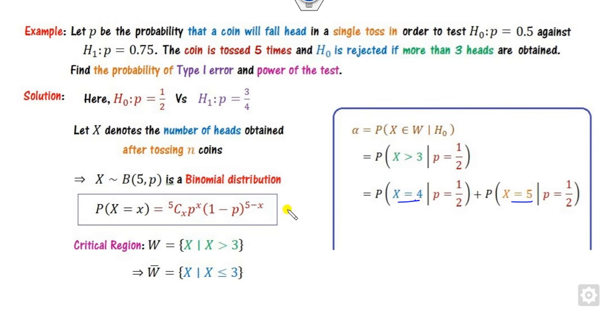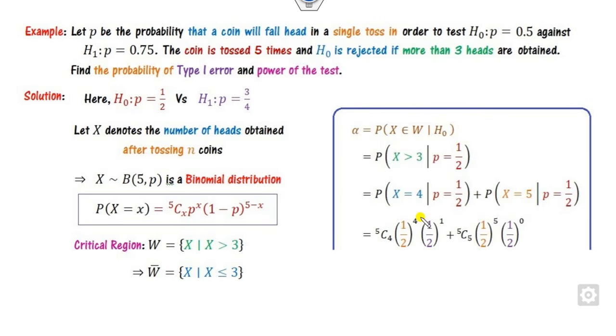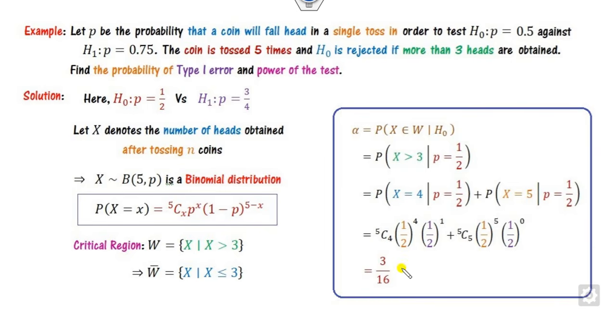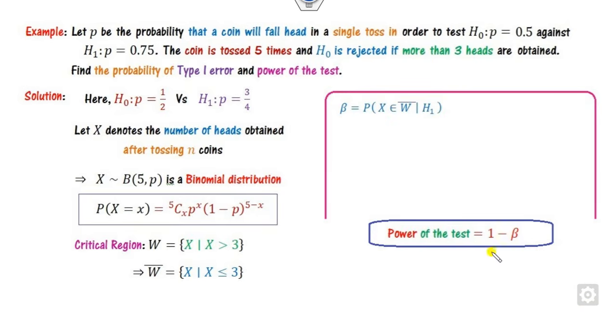Now I can substitute this value here by taking probability as 1 by 2. So 5C4, p is my half, 1 minus p is again half. After the calculation you will get this result. How do you define the power of the test? It is nothing but 1 minus beta, so we need to compute beta first.